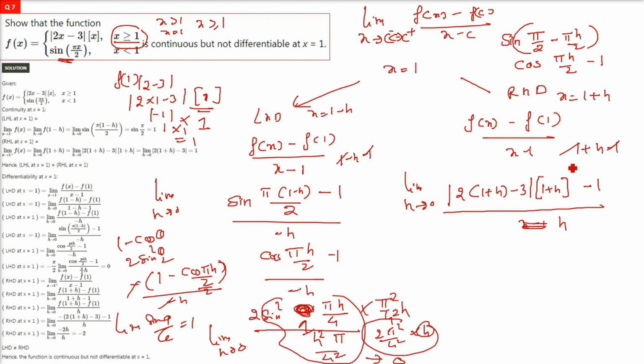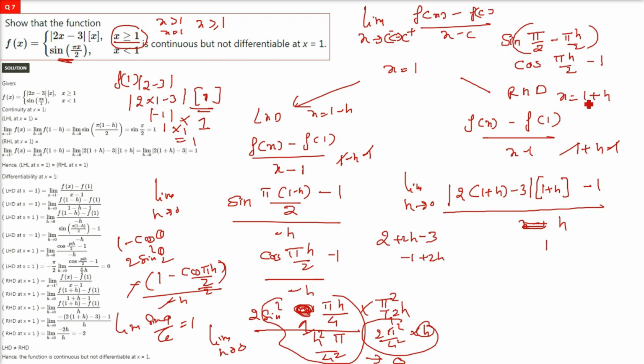Now coming to the right hand side. We have to just see whether it comes equal to 0 or not. If it comes as 0, it is differentiable at x equals 1, otherwise not. Okay. Now 2 into 1 plus h minus 3. Now remember, here is a catch. When you multiply this 2 with 1 plus h minus 3, it will be 2 plus 2h minus 3. What do you get? Minus 1 plus 2h.